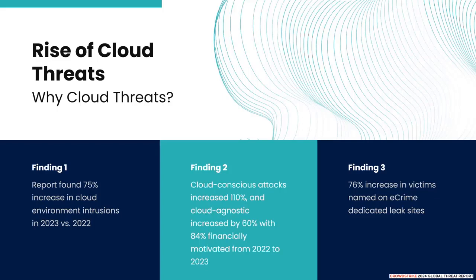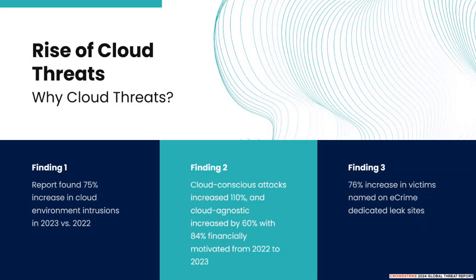For example, the group called Scattered Spider, one of the threat actors for sure, was behind nearly a third of this activity, so one over three of the cloud-conscious attacks. And this shows us how determined criminals are to exploit our growing reliance on the cloud.